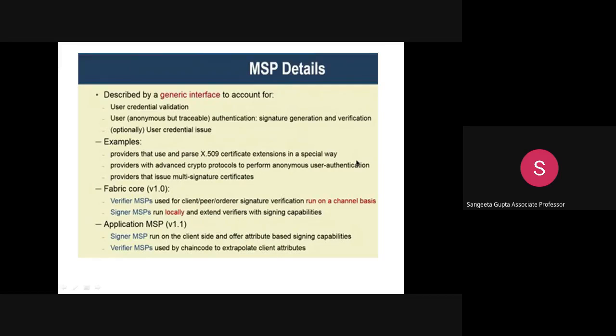example. Similarly, at the other end also you have verifier and signer MSP. But if it is at the application level, then it will deal with the accessing of computes across various and also by verification of the chain code. Okay, this is at the application level. Signer MSP will run on the client side. Verifier MSP will be used by the chain code, to just check whether the client attributes are accessed based on the access rights granted to them.